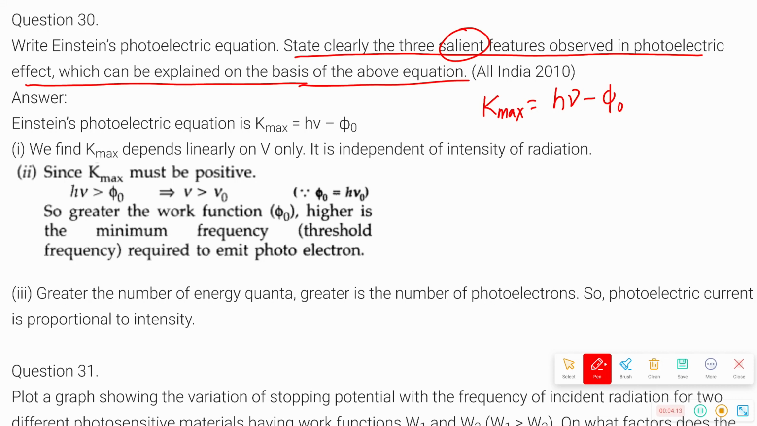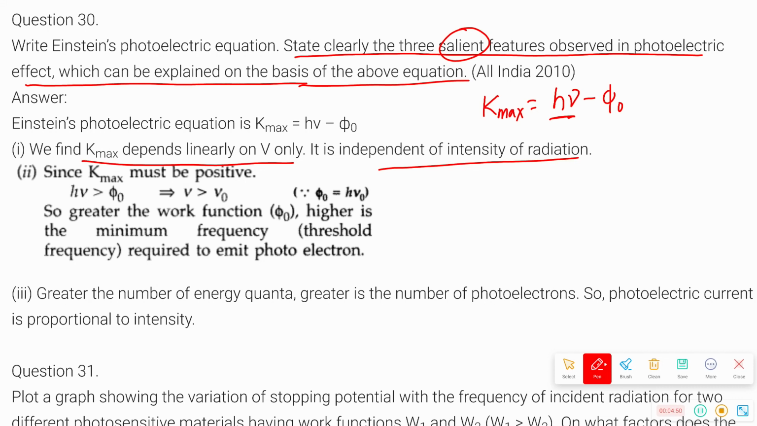Einstein's photoelectric equation, K max is h nu minus phi naught, that is no worry. So they are telling K max depends linearly on nu, and it is independent of intensity of radiation. Here you can take stopping potential also, and frequency also, no worries. K max depends on frequency. Next, K max must be positive. Listen, kinetic energy can never be negative, so kinetic energy must be positive. So here h nu will definitely be greater than phi naught.